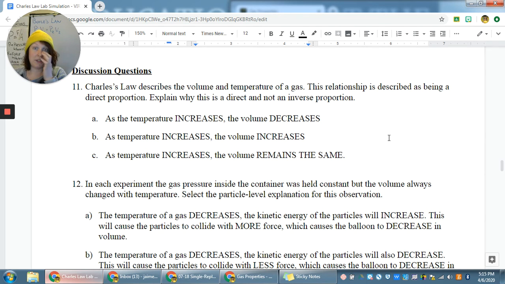Okay, discussion questions. Number 11, Charles's law describes the volume and temperature of a gas. This relationship is described as being a direct proportion. Explain why this is a direct proportion and not an inverse proportion. A, as the temperature increases, the volume decreases. B, as the temperature increases, the volume increases. C, as the temperature increases, the volume remains the same.